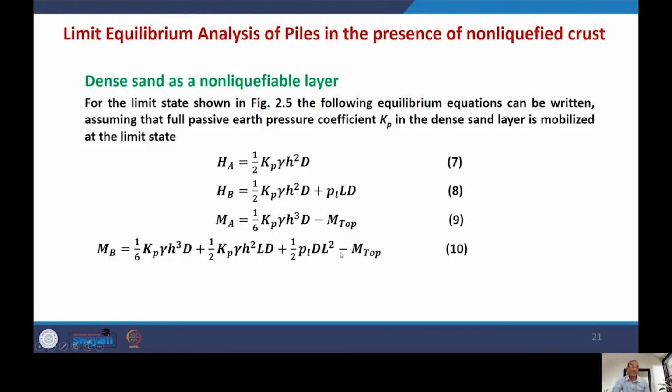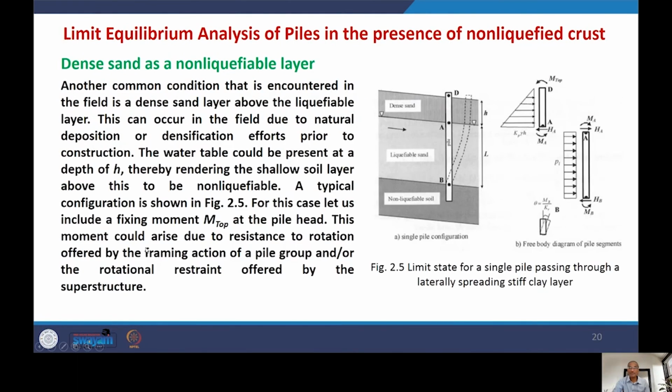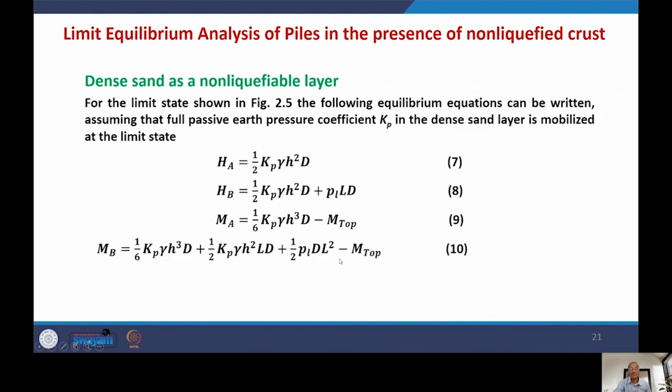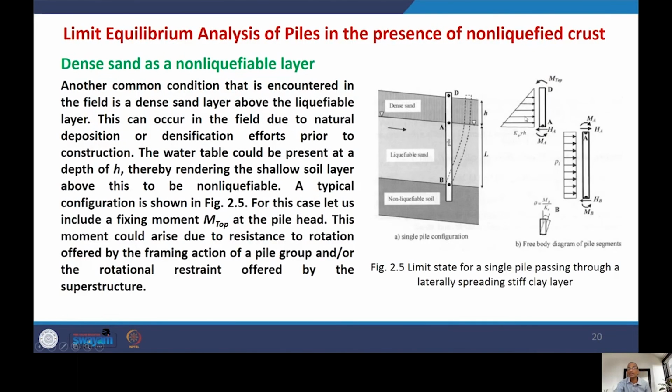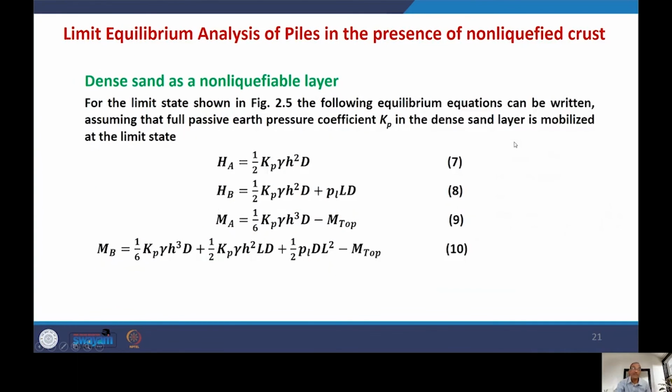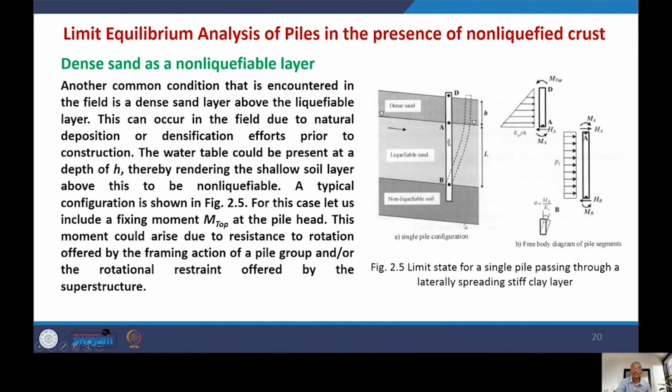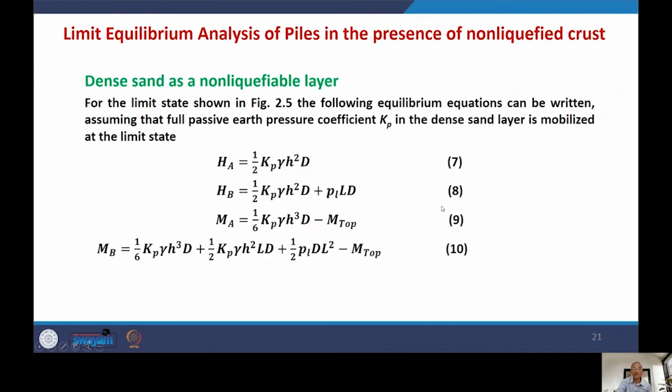Similarly, MA is given from this relation, half Kp gamma H cubed D minus M-top. M-top is already defined, and MB for the case at point B is calculated from equation number 10. In this case, M-top is defined already, that is the moment at the top of the pile. So this was the case when you have dense sand as a non-liquefiable layer on top of a liquefiable soil layer, with the pile passing through the non-liquefiable dense sand. So this was all about it.